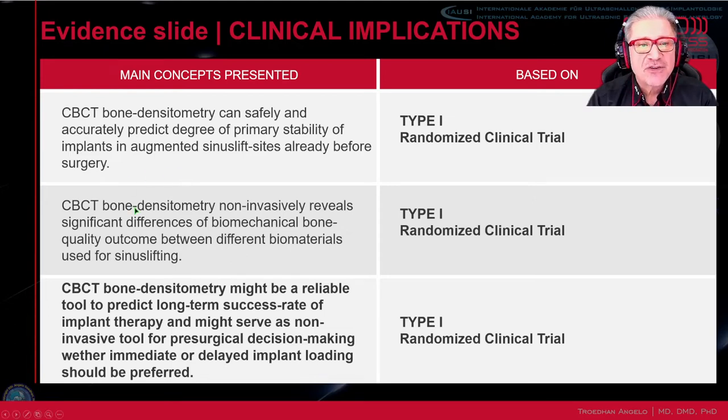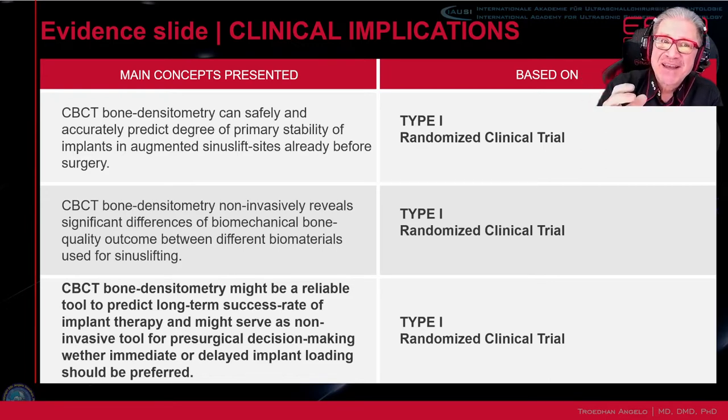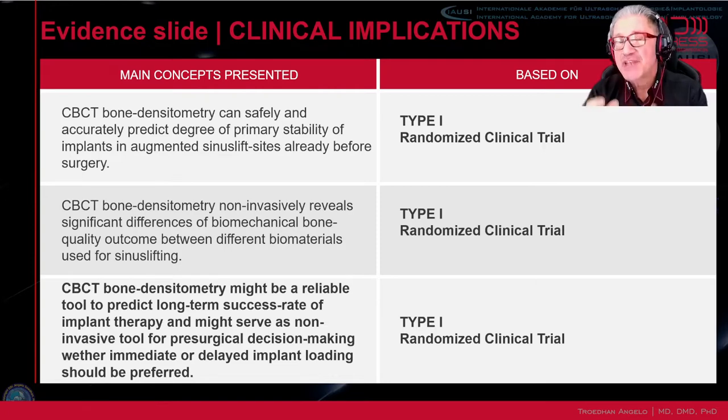That CBCT bone densitometry non-invasively reveals significant differences of biomechanical bone quality outcome between different types of biomaterials used for sinus lifting. This is also very important because what we want to achieve is not necessarily only autologous bone or regenerated bone. We know that the bone quality in the maxilla is quite poor. But for long-term success of our implants, of course, we need biomechanically highly stable bone, a biomechanical quality comparable to the mandible. So this is important to know when we choose our bone graft materials, but this is a completely different topic.